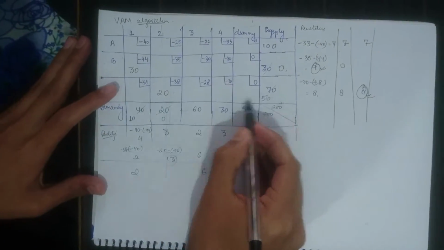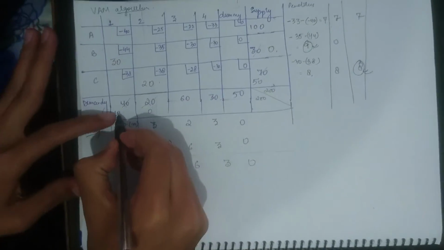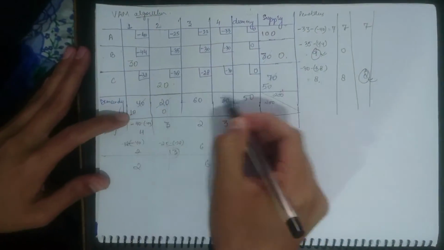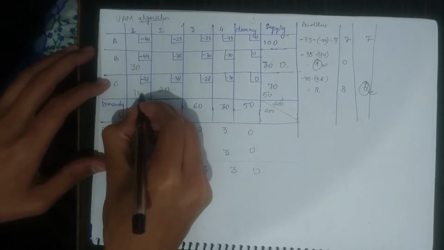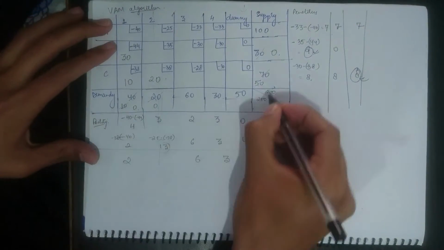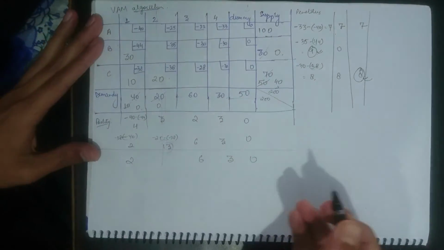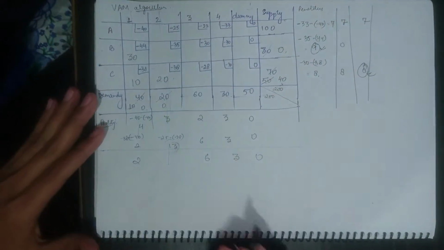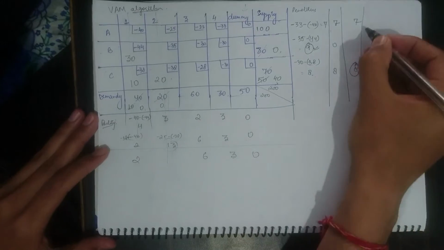We can either give it 10 or 50, whichever is minimum, so we will give it 10. Now the demand of this destination is also met, and we are left with 40 units. Now again we will calculate penalties.